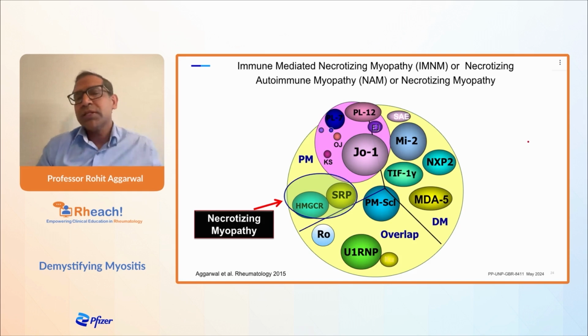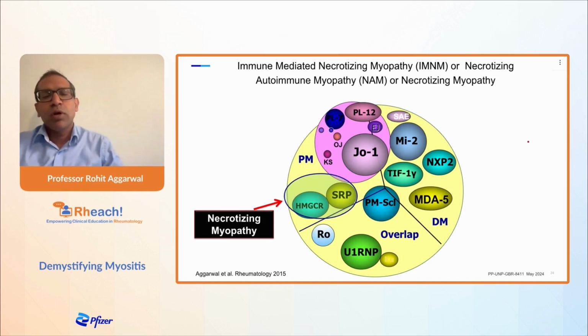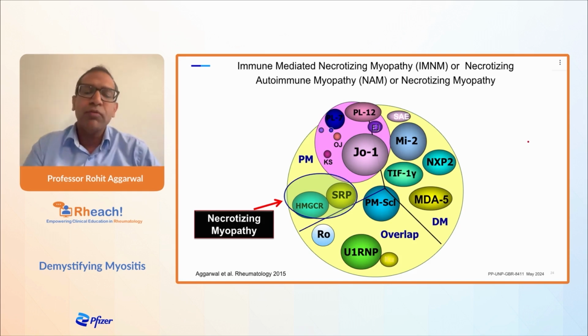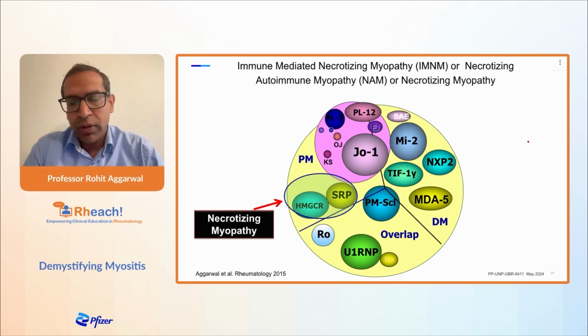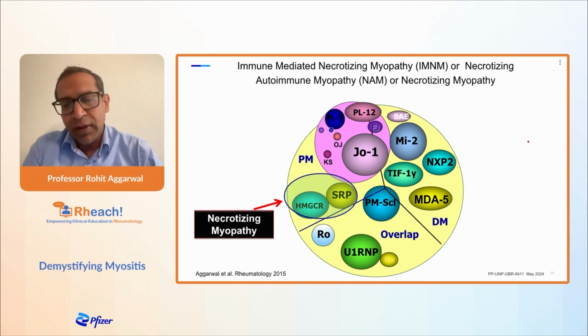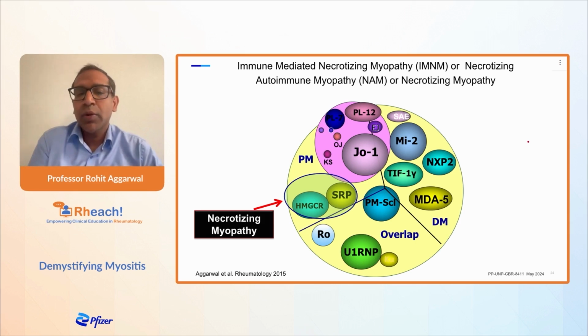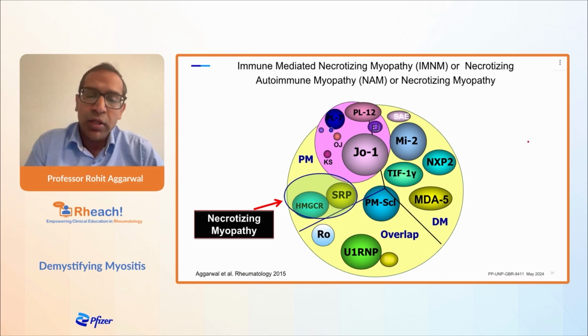Now, going from antisynthetase syndrome, I'm going to take you to the world of necrotizing myopathy, which is also called immune-mediated necrotizing myopathy, autoimmune necrotizing myopathy, or just necrotizing myopathy. And it comes in three flavors. One is the patient with anti-SRP antibody. Another one is the patient with HMGCR antibody. And last but not least, many patients have antibody-negative necrotizing myopathy.